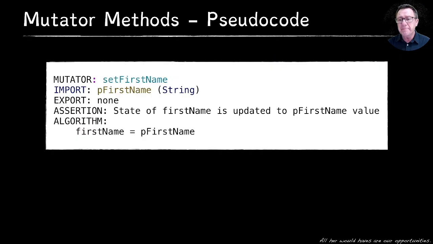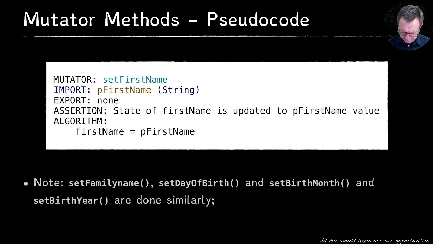So here's a mutator method. Set first name imports the parameter first name, doesn't export anything, the state of the first name is updated. First name is assigned P first name. Straightforward. And as with getters, the set family name and all of the other setters. Do we say family name, or have I made a mistake here and is it last name? See? We spot errors as we go along and we can make the changes. So we set these things.